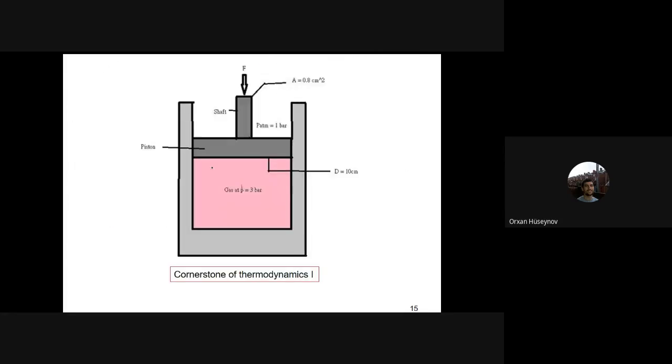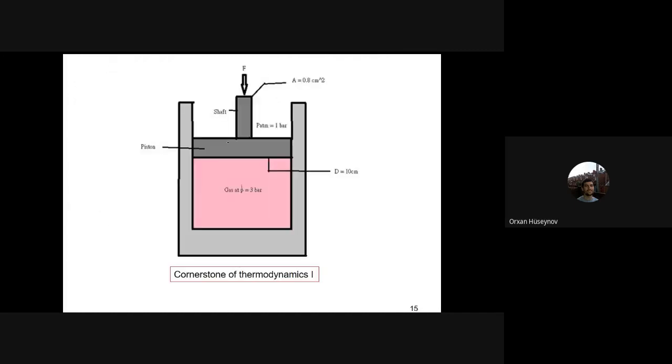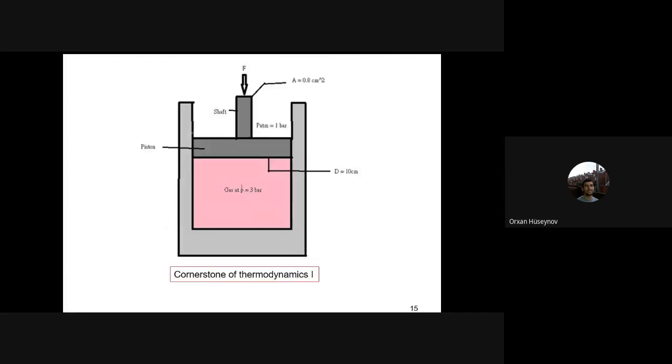And then this is the cylinder, and here you have the cylinder. This one is the cylinder with the displaced volume, and here you have the cylinders. And then you have the piston, as I said, and the shaft here is there, and here you don't have any. We have the shaft here, which is the connecting rod, and then it is connected to the crankshaft. And this is the cornerstone of thermodynamics 1.